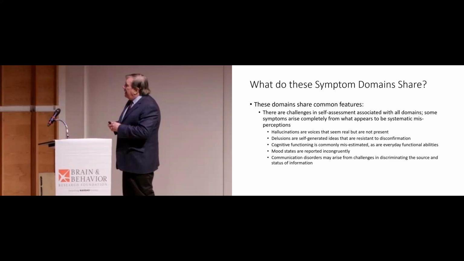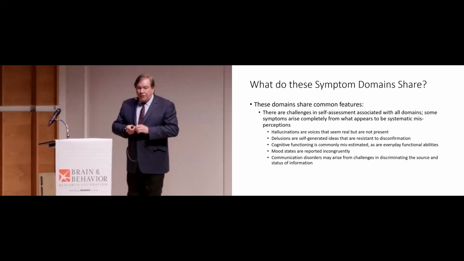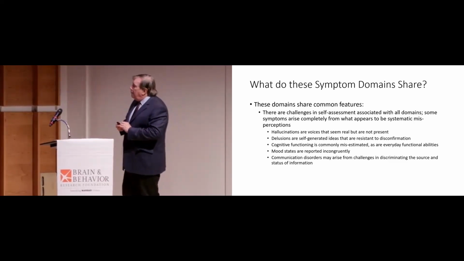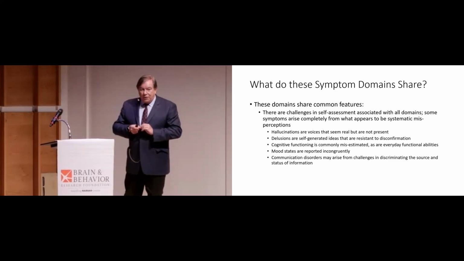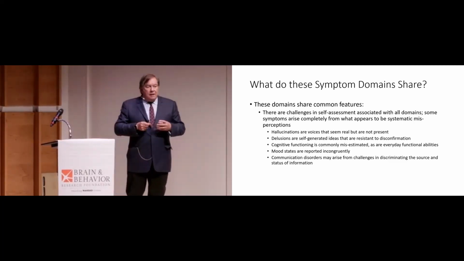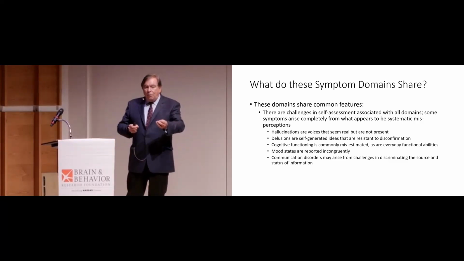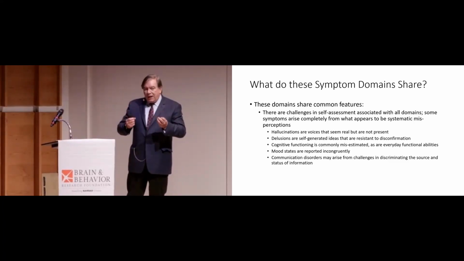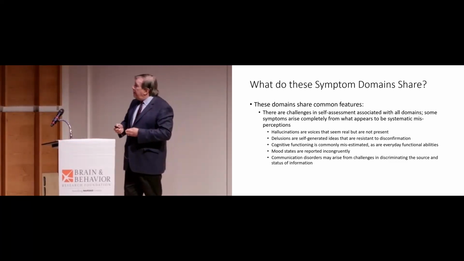Cognitive functioning is commonly misestimated, as are functional abilities, and I'll show you some of our data on that, because we have some ideas about why that happens, and maybe now how we can treat that. Mood states are reported incongruently, and I'm going to show you some of our information we've collected using momentary assessments of moods. And communication disorders may themselves arise from confusions about whether or not you've told someone previously about something that you're now talking about. If you can't tell the difference between what you're thinking about saying and what you said, you can wind up communicating in a way that other people simply can't comprehend.